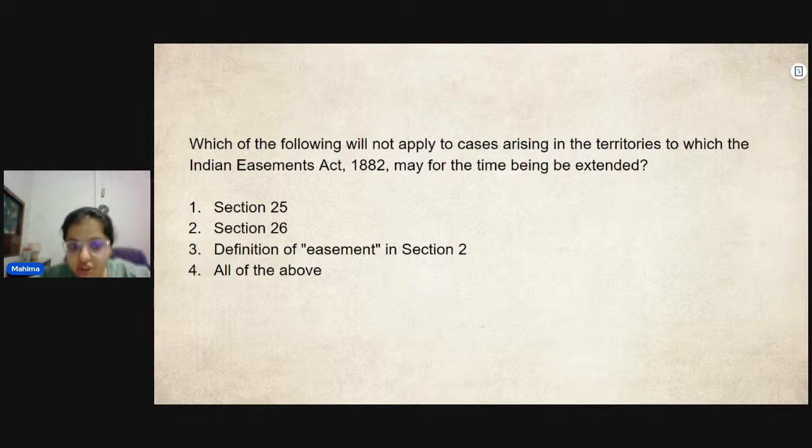This is mentioned under section 30 directly. Yes. And it is mentioned under section 29, clause 4 also. It shall not apply to cases where the Indian Easements Act will be applicable. No, the answer is all of the above. Wherever the Indian Easements Act extends, sections 25 and 26 will not come into the picture.